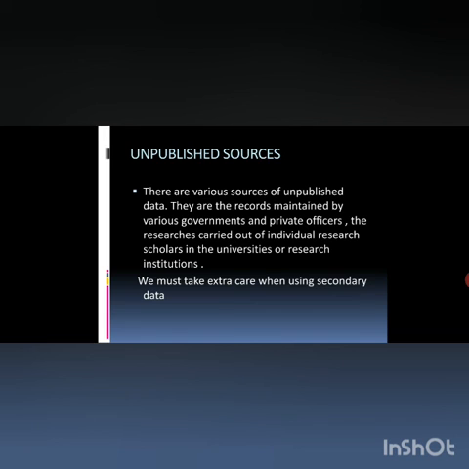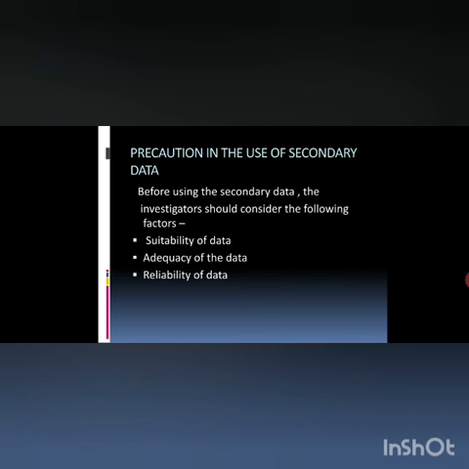Now, unpublished sources. There are various sources of unpublished data. They are records maintained by the various government and private offices. Research carried out by individual research scholars in universities and research institutions.